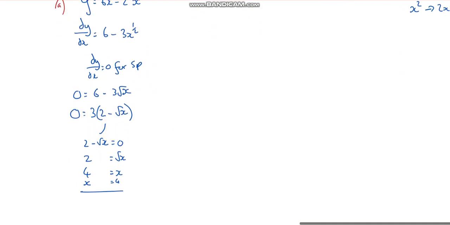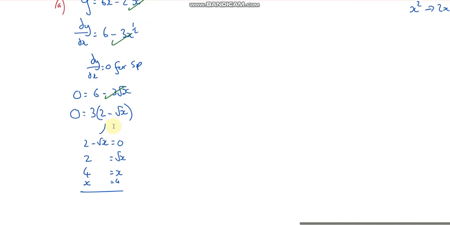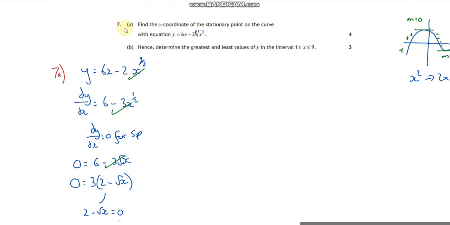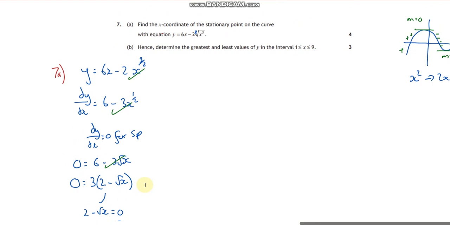So marks for that, you were getting a mark for rewriting so you could differentiate it. And then you were getting a mark for differentiating one term and then completing the differentiation and putting it equal to 0. So I'm going to say a mark for this and a mark for this, and then a mark for your final solve. Okay, so rewriting it was 1, and then differentiating one of your terms was getting you a mark, and then finishing off the differentiation, putting equal to 0, and solving. So not bad, for 4 marks. And now it's saying determine the greatest and least values of y within this interval.